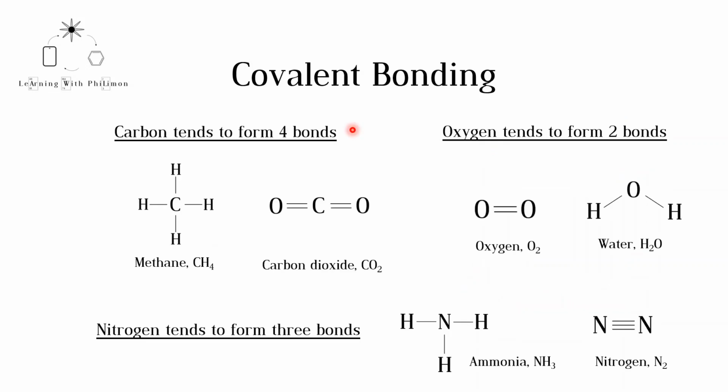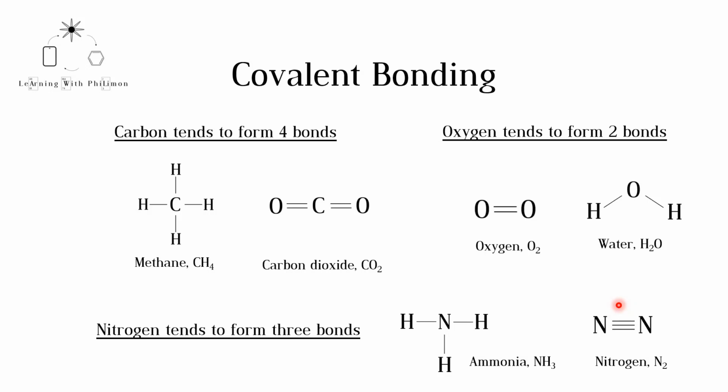The number of electrons in the outer shell of an element determines the number of bonds it tends to form. For example, carbon tends to form 4 bonds, either 4 single bonds like in methane, or 2 double bonds like in carbon dioxide. Oxygen tends to form 2 bonds, either a double bond like in carbon dioxide and oxygen, or 2 single bonds like in water. Nitrogen tends to form 3 bonds, either 3 single bonds like in ammonia, NH3, or a triple bond like in nitrogen, N2. Noble gases, the elements in the last group of the periodic table, group 8, already have a full outer shell and do not tend to bond at all.